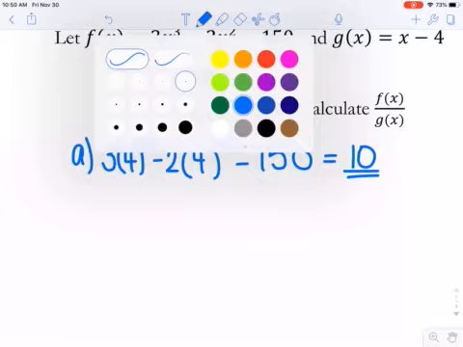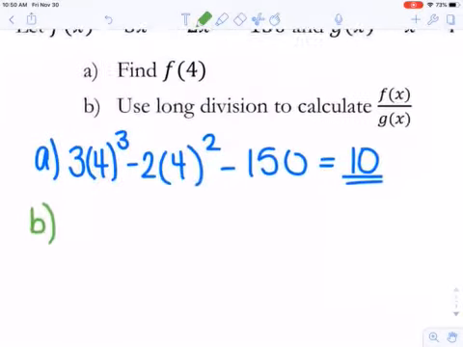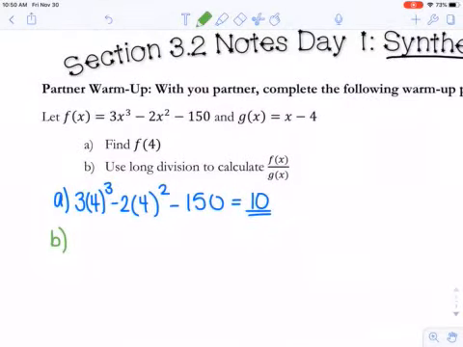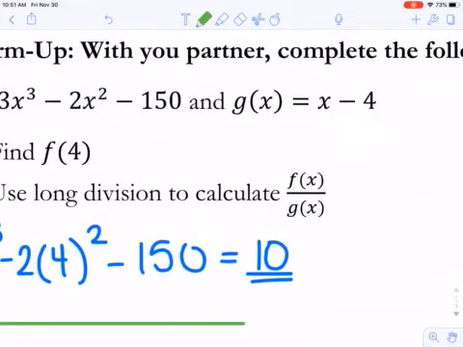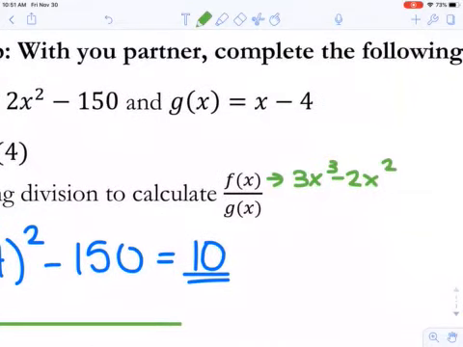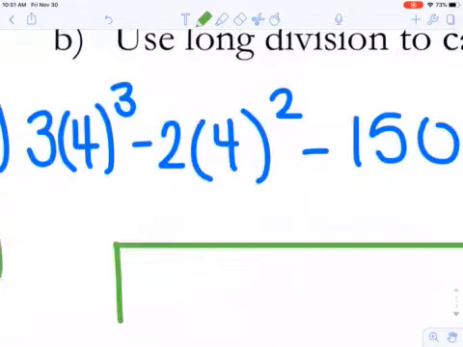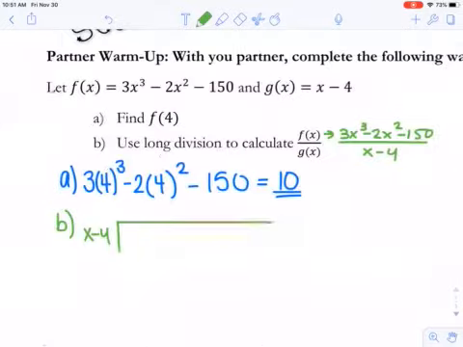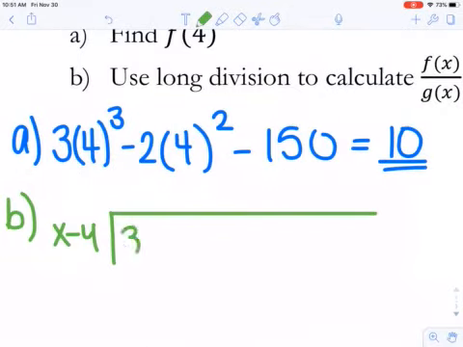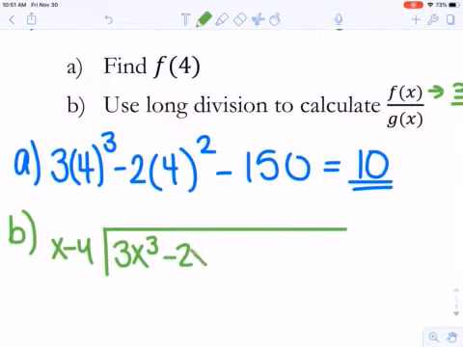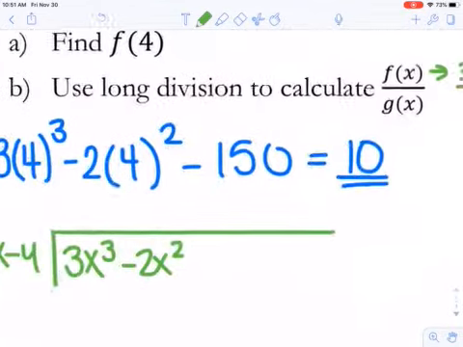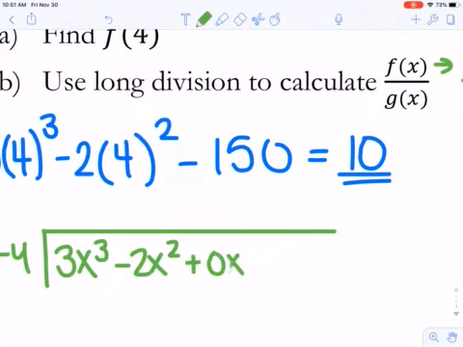Second warm-up problem is, of course, long division. Use long division to calculate f of x divided by g of x. All right, f of x is that longer polynomial, which is 3x cubed minus 2x squared minus 150 over x minus 4. So the x minus 4 comes outside. Inside, we're going to do 3x to the third. There is an x squared term, minus 2x squared, but there is no x term. So we don't want to forget the plus 0x, okay?